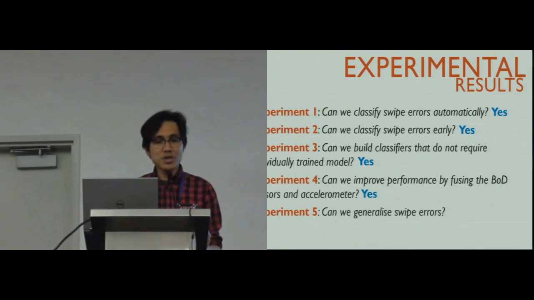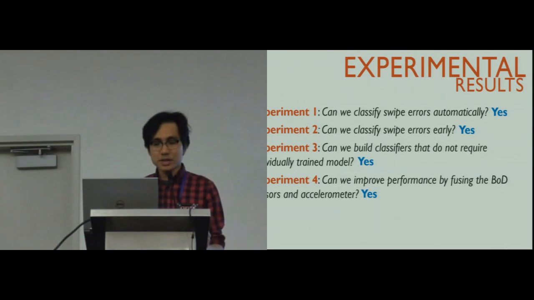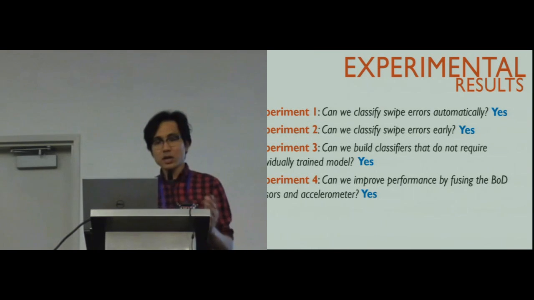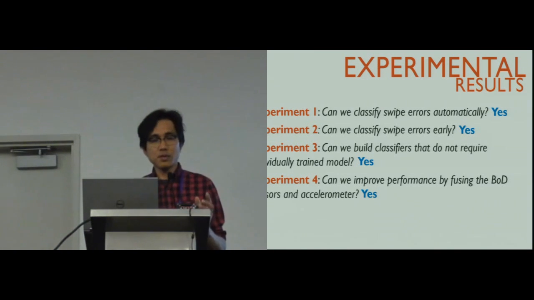And lastly, can we generalize the swipe error? Well, from the results that I showed previously, by combining all the models that we built from Flanker, SART, and Stroop, we can get better performance compared to just using the matched test performance.